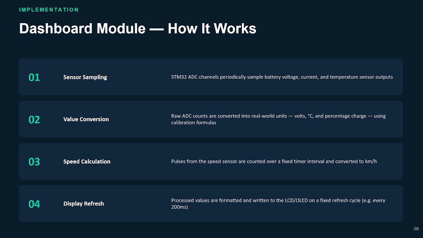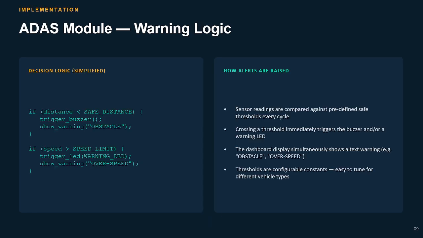So now let's get into how the dashboard actually works. It's basically four steps. First, sampling the sensor data through the ADC. Second, converting those raw ADC values into actual real world units like volts, degrees Celsius, or percentage. Third, calculating the speed, which is done by counting the pulses over a fixed time window. And fourth, refreshing the screen every 200 milliseconds. Basically, it refreshes again and again on the LCD.